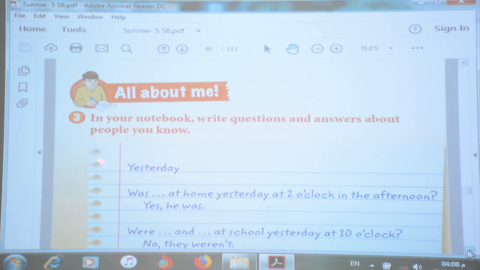Because it's yesterday, it's about the past, you should ask and start with was or were, okay? Because there's a he, write down here he, or the name of the boy. Was he at home yesterday at 2 o'clock in the afternoon? Yes, he was. There are two names. There's were. The question starts with were. Two names, for example, Derya and Lana. Were Derya and Lana at school yesterday at 10 o'clock? No, they weren't. Okay, there's a positive answer and there's a negative answer.